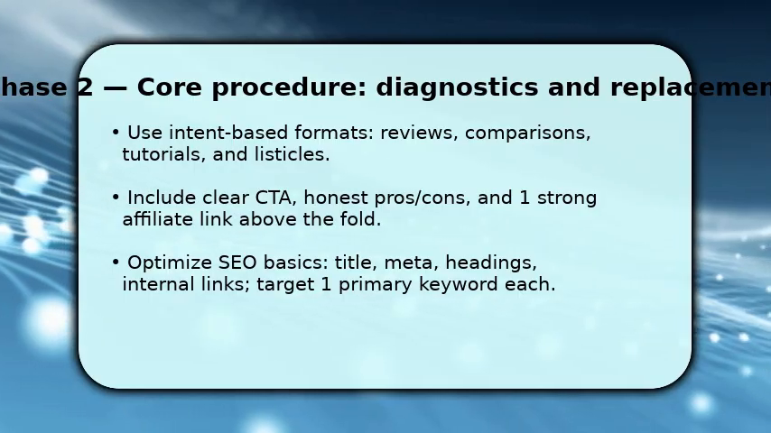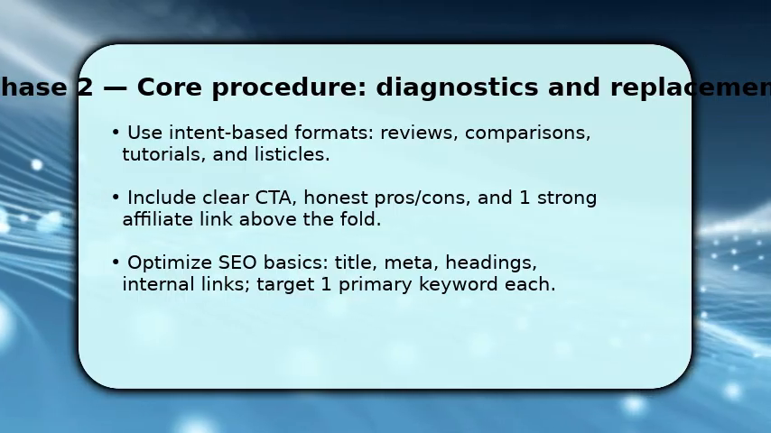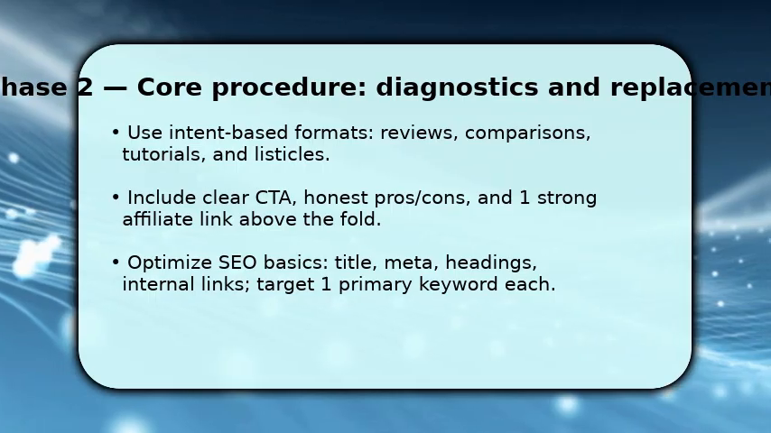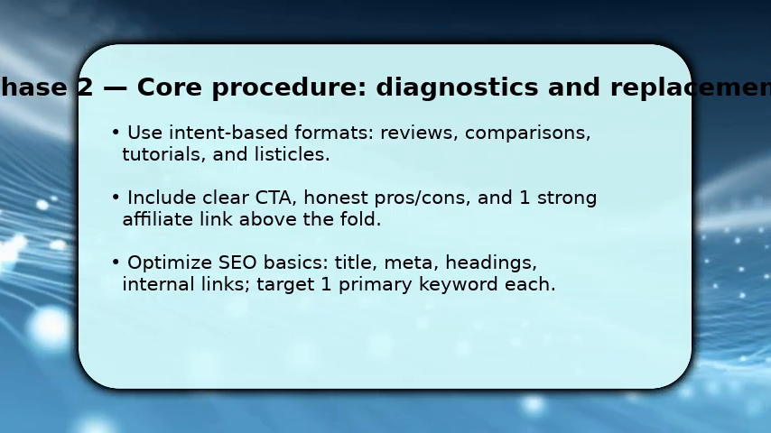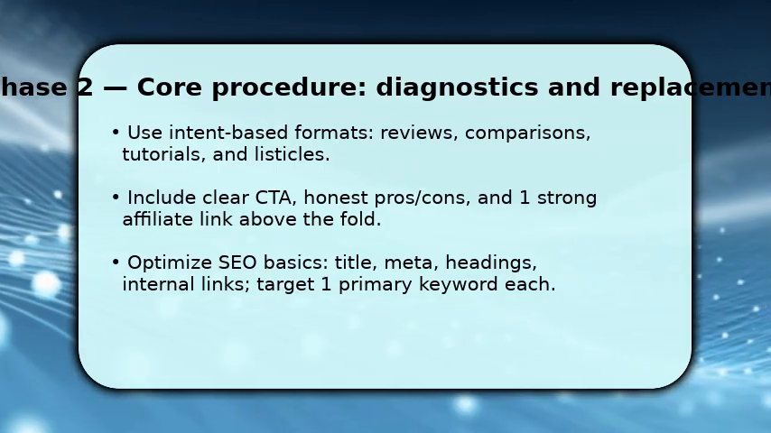Once done, place a clear CTA and the primary affiliate link near the top and again within the body. That repetition increases clicks. Make sure to optimize title tags, headings, and internal links for one primary keyword per piece, so search traffic can find you over time.